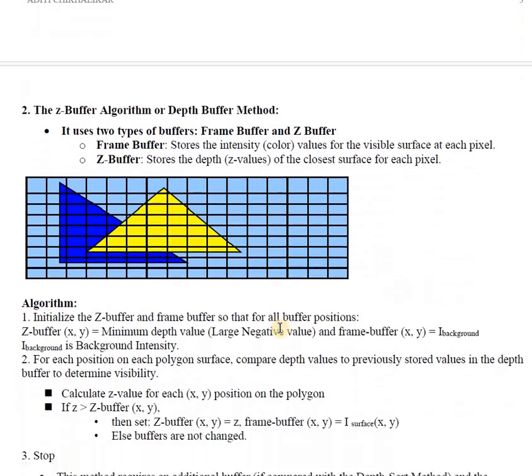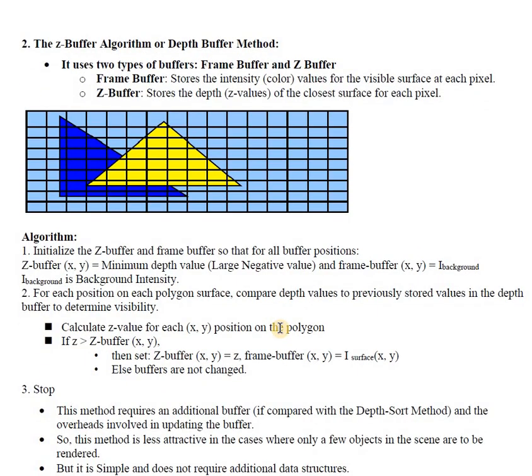Now, we move ahead to the next algorithm, which is called z-buffer or depth buffer algorithm. In this algorithm, we mainly have 2 buffers, the frame buffer and the z buffer. Frame buffer will store the intensity values for which surface is visible at every pixel. Z buffer will store the z values or the depth values of the closest surface for every pixel. So how does the algorithm go?